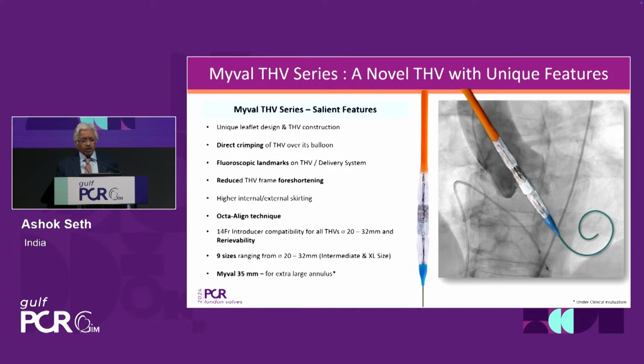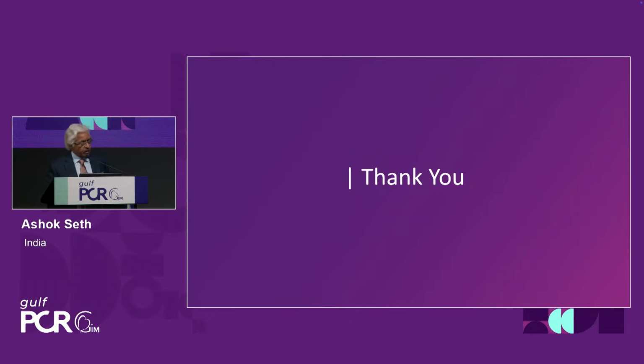That is extremely important. So this slide sums up the unique features of Myval: the direct crimping, the landmarks, the reduced foreshortening, the octa-align technique for commissural alignment, retrievability, 9 sizes, intermediate sizes, extra large size, and the 35 millimeter size, which is being researched. Thank you very much for your attention.